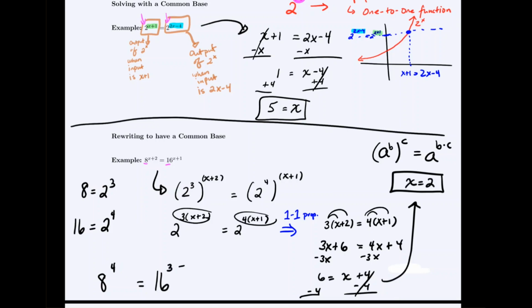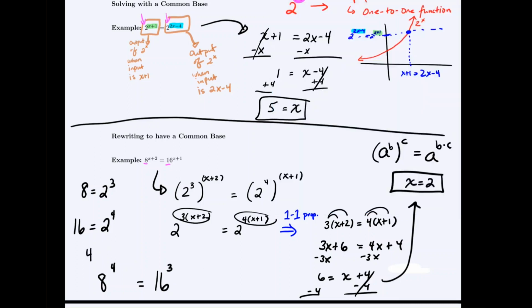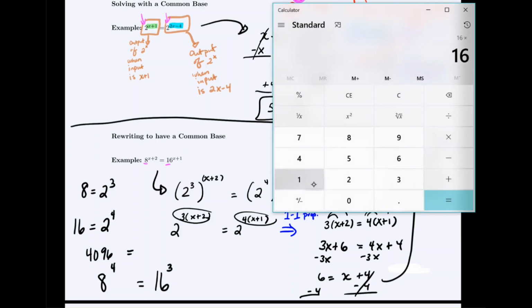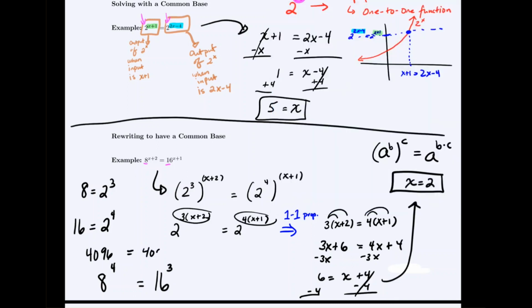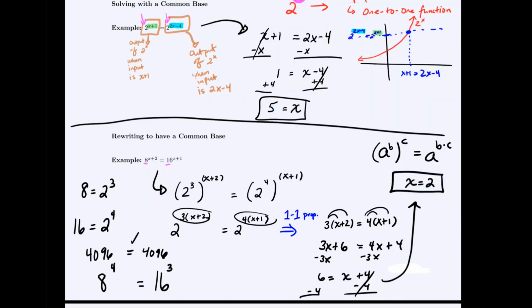16 cubed, and then we can get our calculators and just verify these are the same value. So 8 to the 4th, 8 times itself 4 times, 4,096. Let's see if that's equal to 16 cubed. 16 times 16 times 16, 4,096. These are indeed the same value. So that tells us that our x value that gave us this expression is the true answer. So we've just verified that x equals 2 is indeed a solution for our original equation.